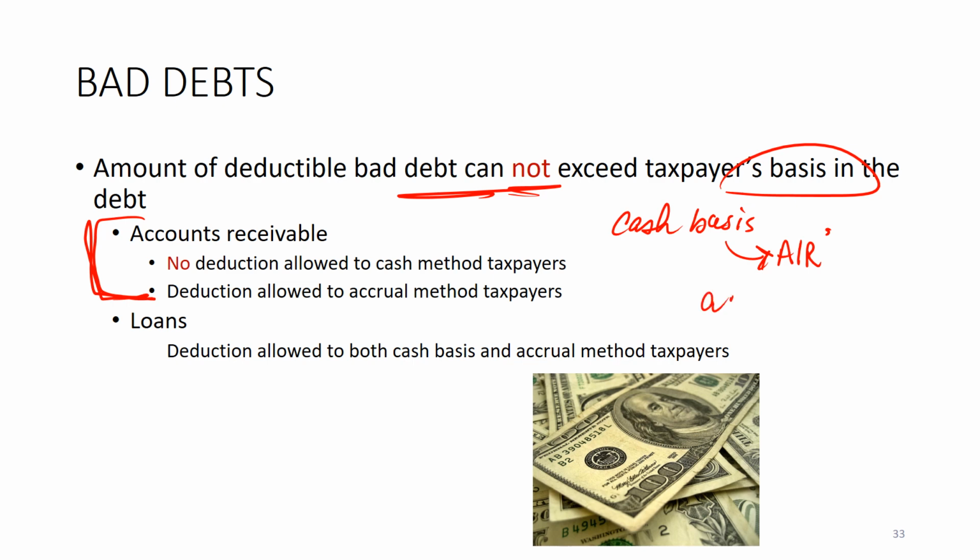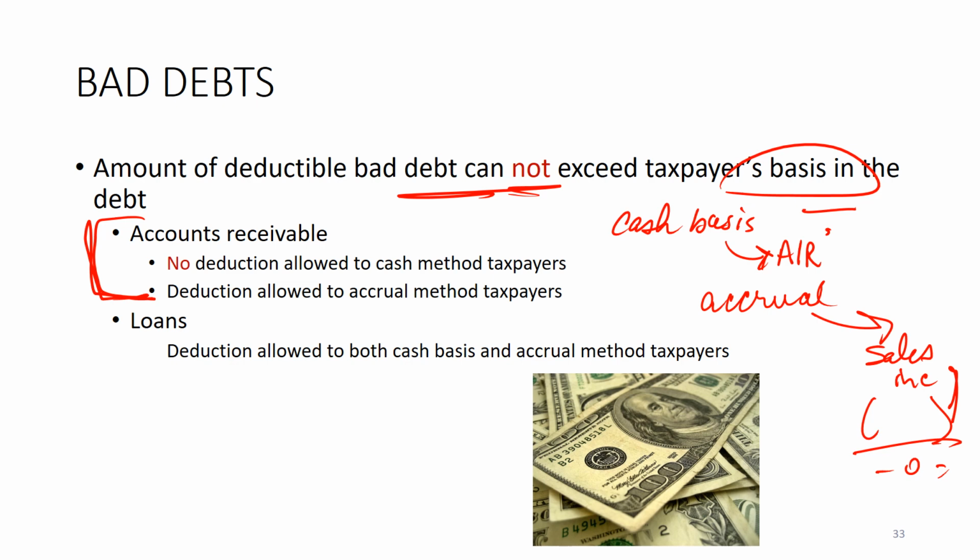On the other hand, if you're an accrual basis taxpayer, you sell someone merchandise, you're going to actually recognize sales income. So there's going to be something that's taxable at that point in time. Later, when they fail to repay, you would get an offsetting deduction. So essentially it offsets the income and you're back to zero, just like the cash basis taxpayer never recognized any income. As a result, he doesn't get a deduction when it fails to be repaid. So the aspect of basis is important. Loans, you'll always have basis, so it's not really an issue.